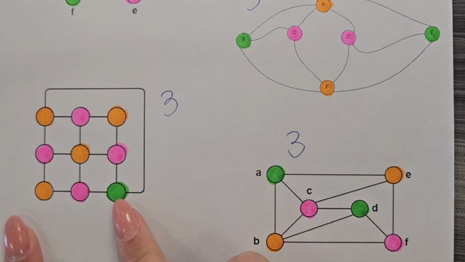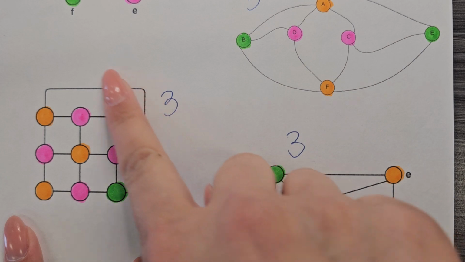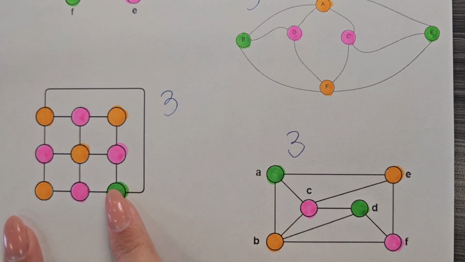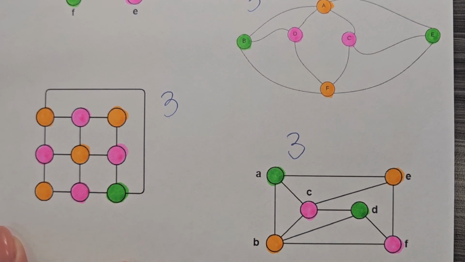So this, I would have to switch back to orange, but orange can't touch orange here. So that is still considered a connection with those 2. So you do have to switch to a 3rd color there.